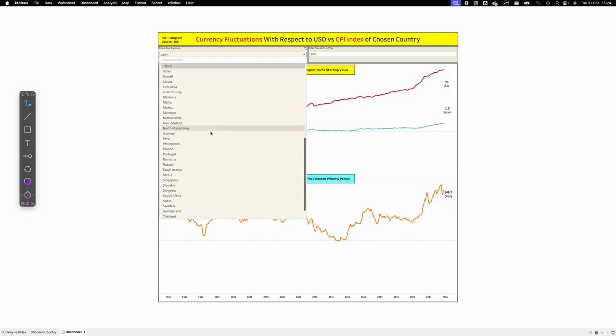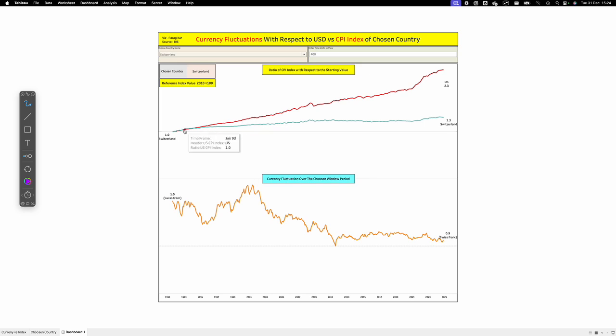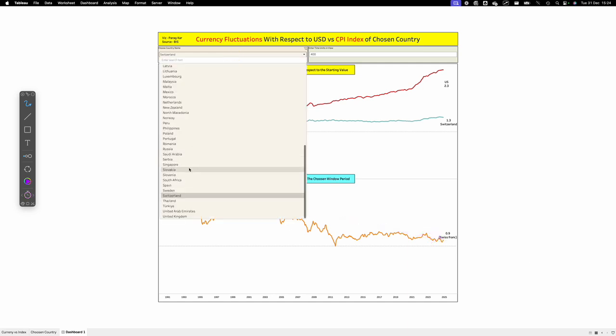So let's pick up another country, for example, Switzerland. Here also you will find that the US inflation is higher. In Switzerland the inflation is lower, and therefore the currency has actually appreciated compared to the US dollar.